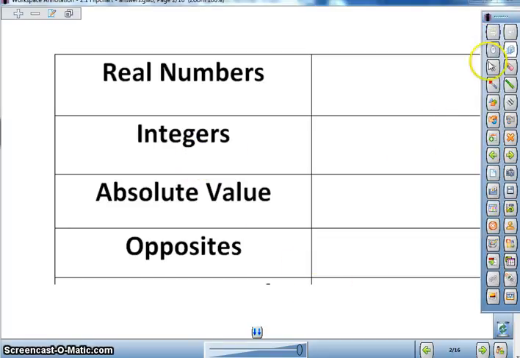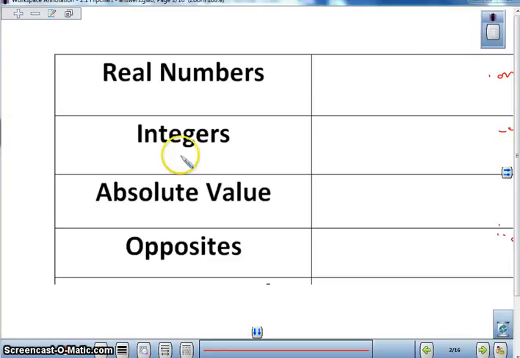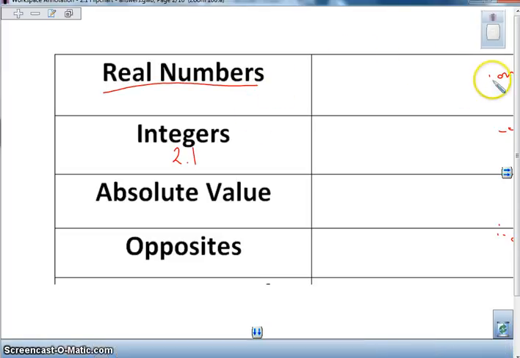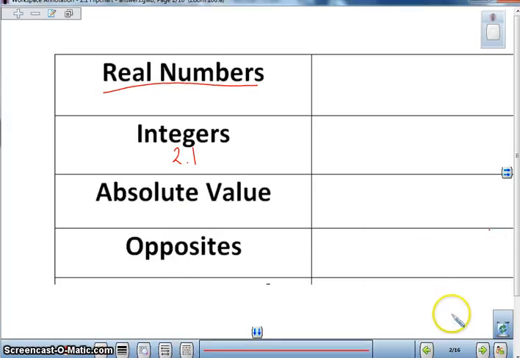If we are looking at that, what we need you to add in, if you notice right at the top, is this word real numbers. Real numbers was not part of your notes, and I'm going to have you add that on. So as you're taking a look at that, we're going to add on real numbers. Now, what are real numbers, integers, absolute value, and opposite?